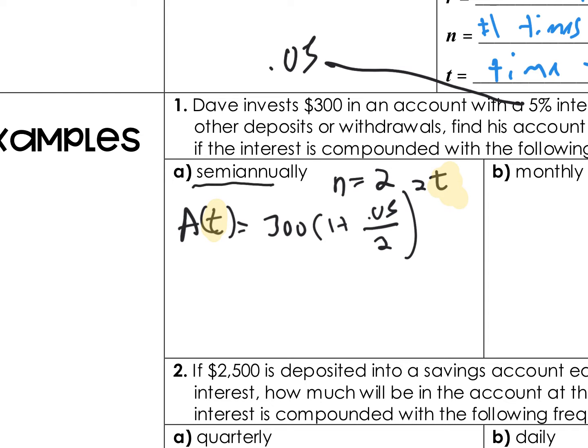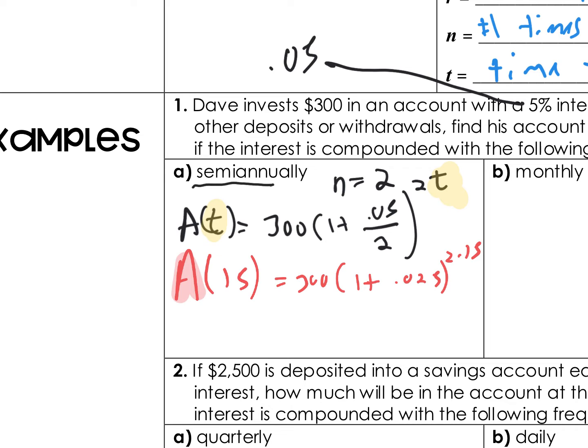Because now I'm going to use it for how many years? 15. So that's going to be 300 times 1 plus, can you do 0.05 divided by 2 in your head? And it's okay if you can't. You could just leave it there and put it in your calculator, but I think some of us could divide that by 2. Make it easier to key in your calculator. Is it 0.025? Raised to the 2 times the 15.